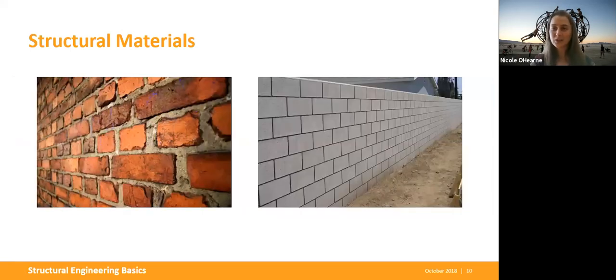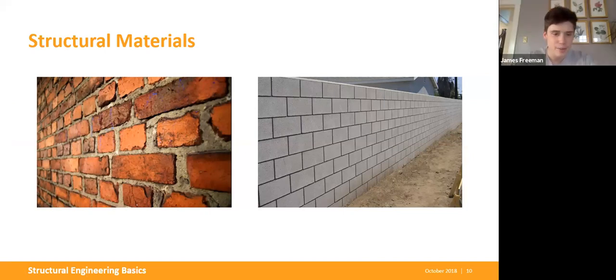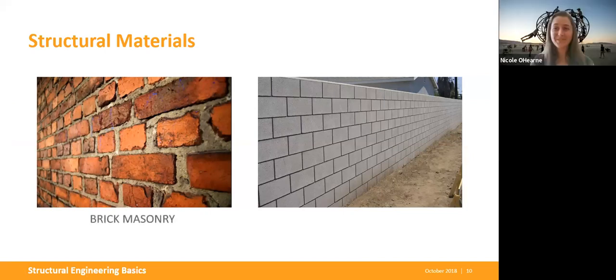All right, the last two materials we're going to talk about. So the one on the left, anyone? Brick or masonry? Yeah, brick masonry, perfect. And that one's used often more as a decorative feature because it's not that great structurally.